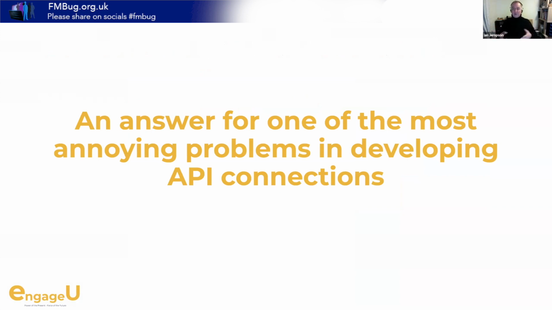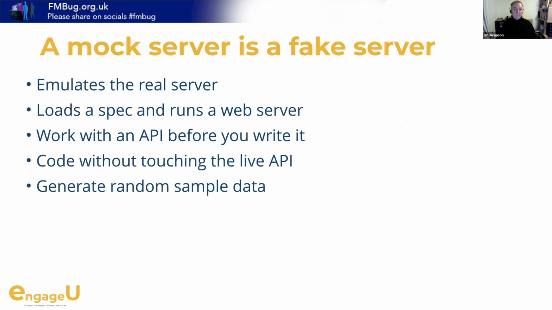Let's say I'm writing code in FileMaker or Python or JavaScript or whatever, and I want to talk to an API. If the API provider does not provide a sandbox, then I've got the question of how do I test my code? I don't really want to test my code as I'm developing against a live API. So the solution, if the API provides OpenAPI support or Swagger support, is that you can run a mock server.